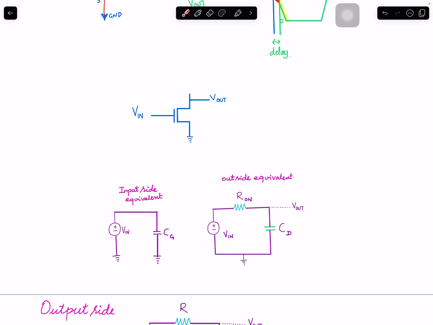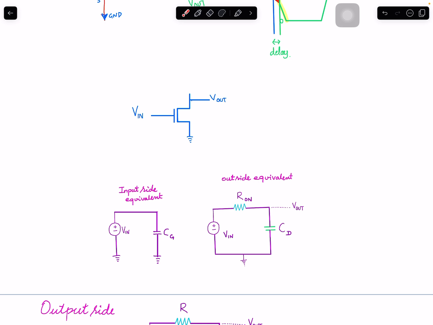It's not an ideal voltage. An ideal voltage will not have any resistance, but this one is not ideal, and will have some resistance, and that is really the resistance of the transistor when it's on. And then you have a capacitor from this side. You have a capacitor that is grounded. This is really the drain capacitance.